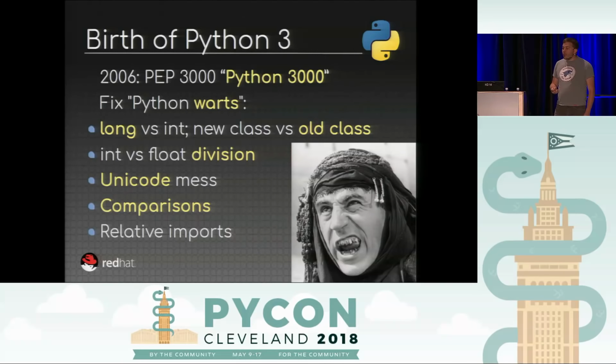And during the development of the Python 2 branch, we added a new kind of class, which is called the new class. You have to inherit explicitly from the object type, and if you don't do that, you get the old class. And the issue with that is that if you don't inherit from object, you get the old class, and some Python features like properties are not working properly.